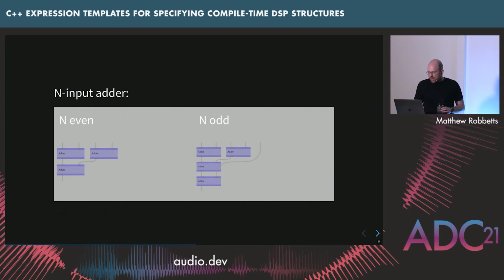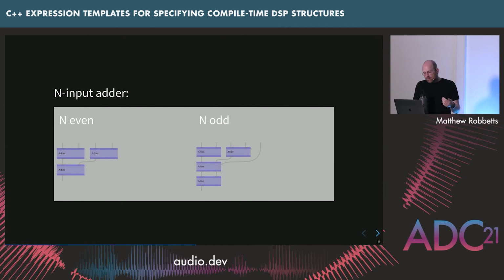Let's say we wanted to make an n input adder, just as a fun exercise. If we think about this problem, it decomposes recursively. So let's say n is even. What we need is a pair of n over 2 input adders in parallel, followed by a 2 input adder.